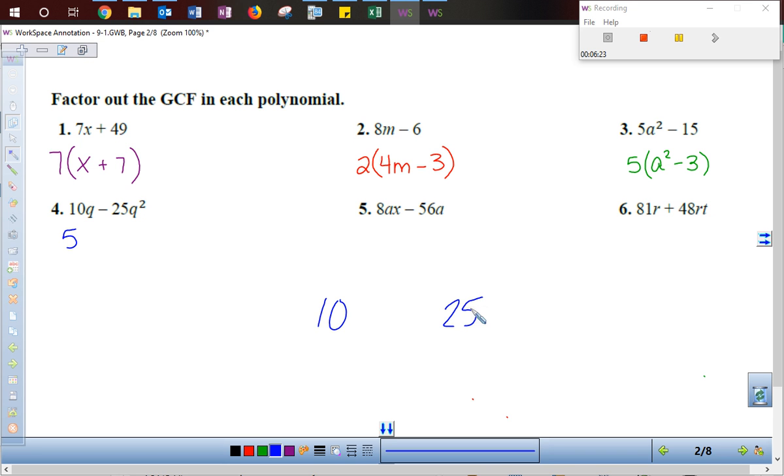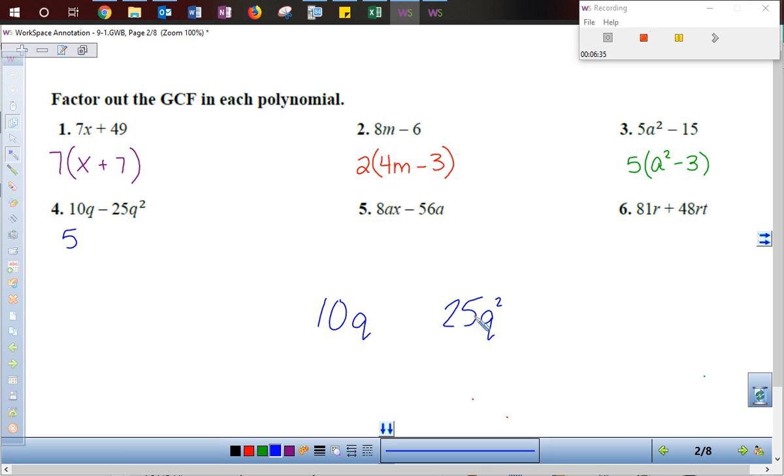Now let's look at the variables. My first term has a variable of q, whereas my second term has a variable of q to the second power. Now, the first thing you want to look for is to make sure they're the exact same variable. It doesn't have to be the same exponent, but I have to be working with the same letter. Now, if you'll notice, q and q squared are definitely the same variable.